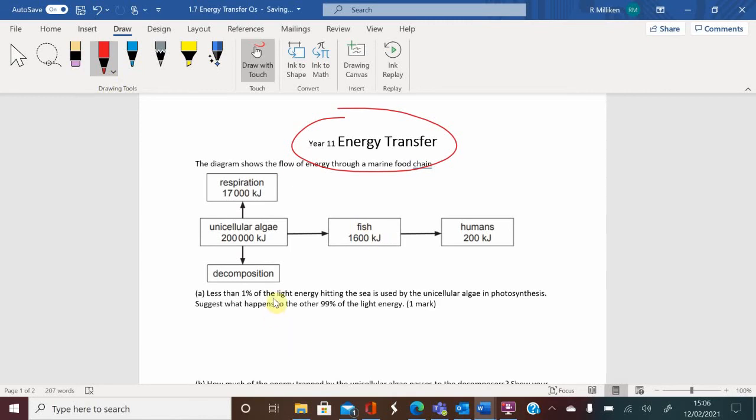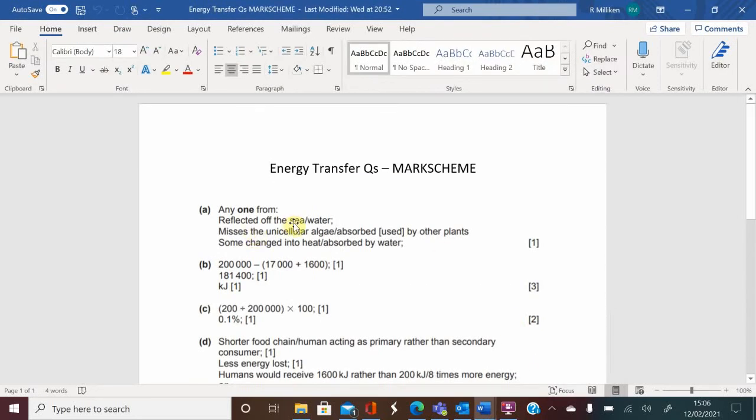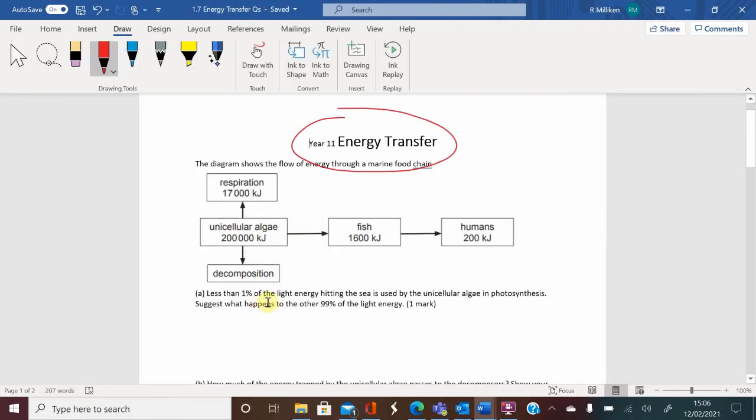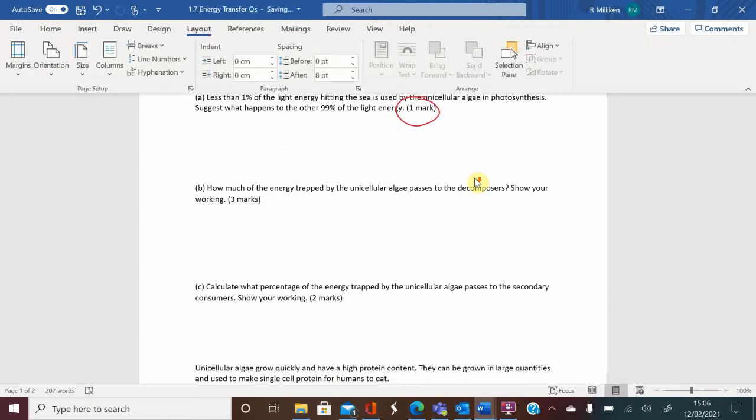Question one: less than 1% of light energy hitting the sea is used by the algae. Suggest what happens to the other 99%. If you go straight to your notes, you will find some reference to things like reflection, that a lot of light doesn't actually get absorbed or reflected. Here's a mark scheme: misses the algae altogether. The sea's not full of algae, it's got some. Other plants absorb it, or some of it's changed into heat within the water. Those are the kind of marks you need to put down to get one mark for that one. That's straightforward enough, and that's just learning from your notes.